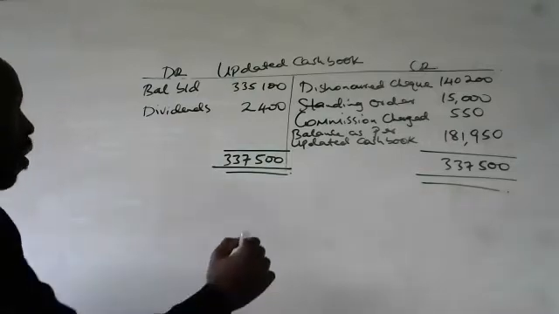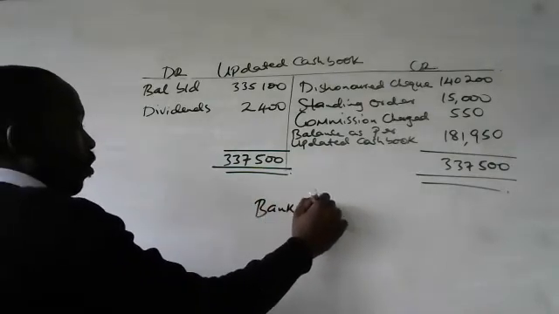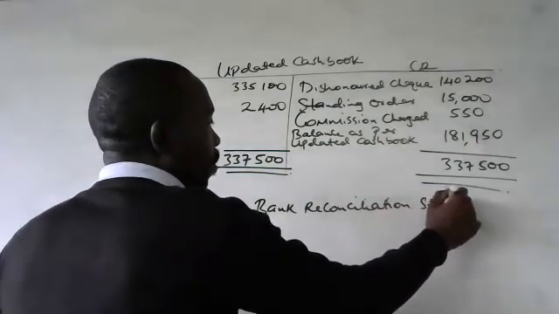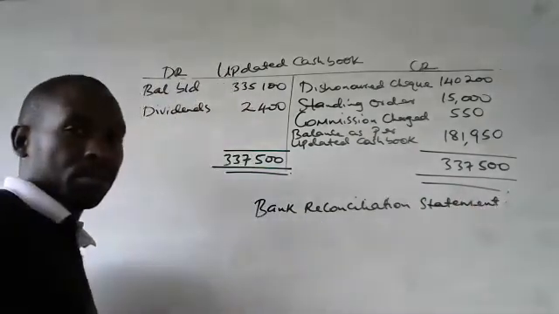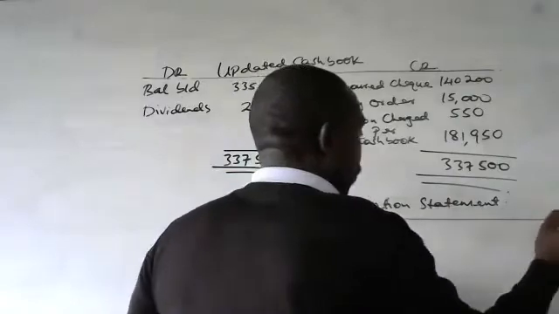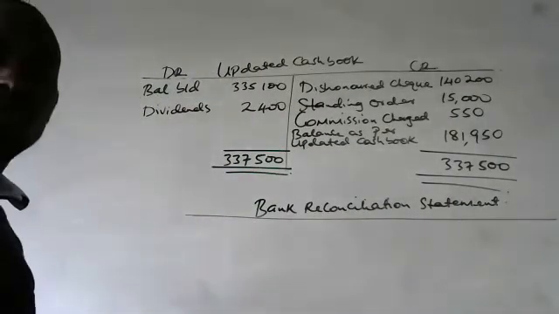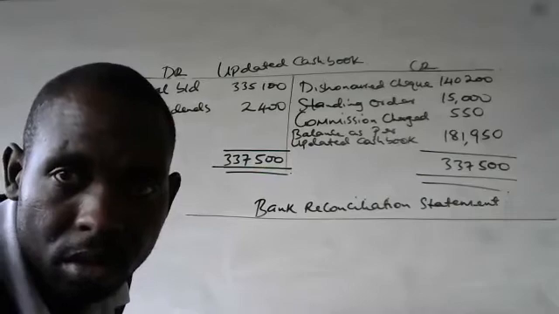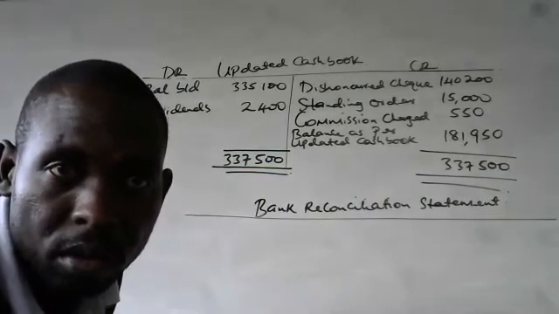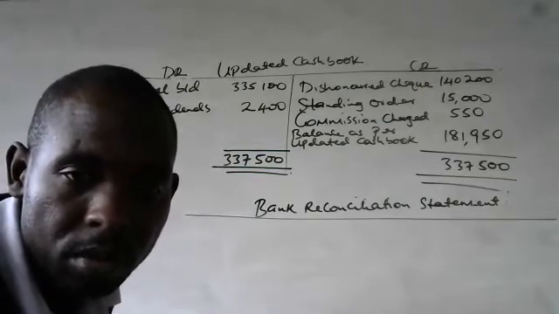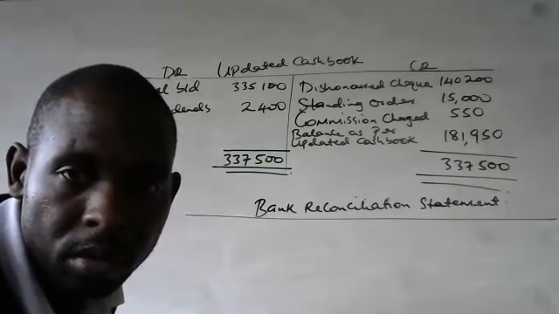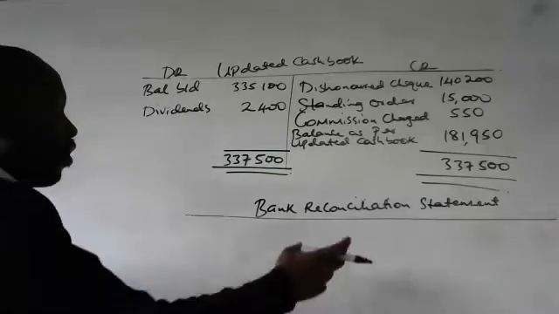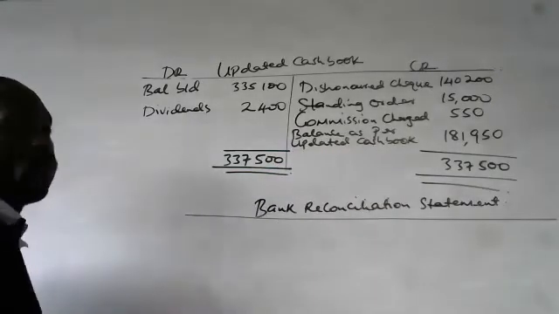Upon doing that, you can now proceed to the bank reconciliation statement. We came up with two formats that you can use. We can choose any format, but in most cases we normally start with the balance as per the updated cash book.